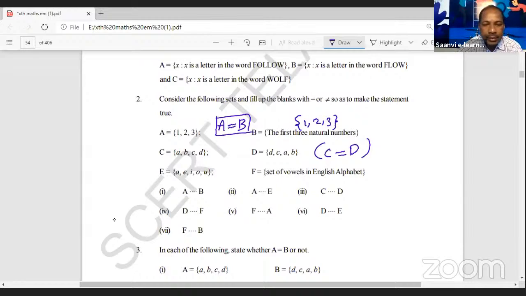And see here, E is equal to A, E, I, O, U, and F is equal to the set of vowels in the English alphabet. What are the vowels in the English alphabet?